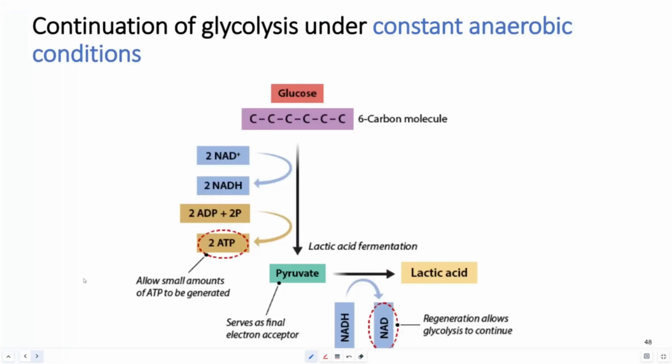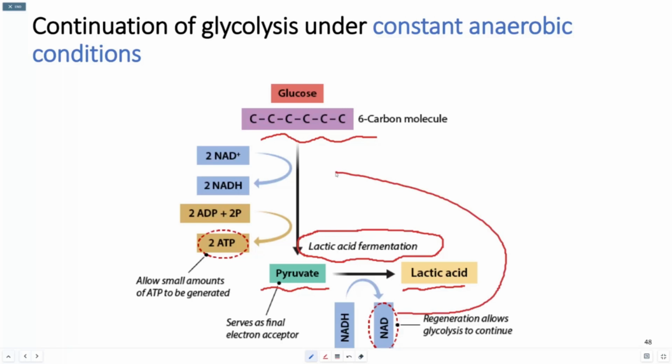The continuation of glycolysis under constant anaerobic conditions. When there is no oxygen, the glucose, a 6-carbon molecule, can keep on going, and because there is no oxygen, it can also go through fermentation. So once you get to pyruvic acid, if there is no oxygen available, it has the route to go into lactic acid, where the NADH is going to be converted into NAD positive, and this will then allow the continuation of more glycolysis to occur. Lactate dehydrogenase is the enzyme that converts pyruvate to lactic acid, and this builds up, causing muscle fatigue.